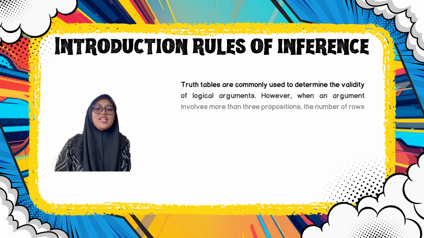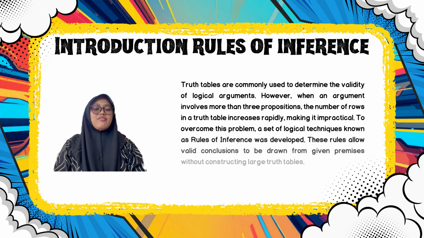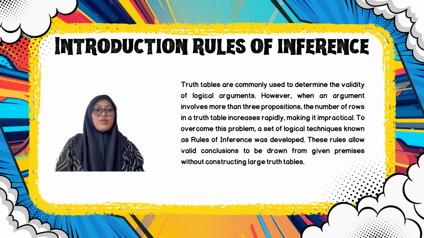Truth tables are commonly used to determine the validity of logical arguments. However, when an argument involves more than 3 propositions, the number of rows in the truth table increases rapidly, making it impractical. To overcome this problem, a set of logical techniques known as rules of inference was developed. These rules allow a valid conclusion to be drawn from given premises without constructing large truth tables.